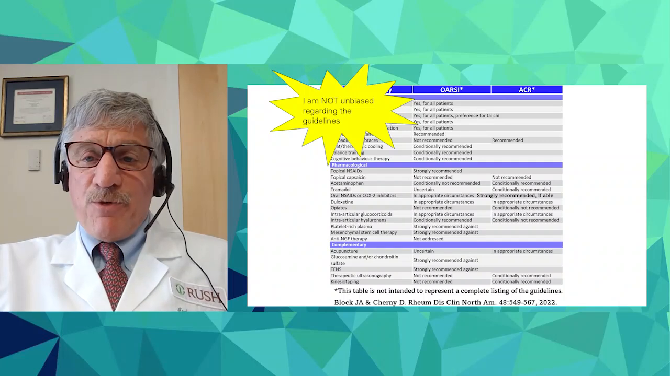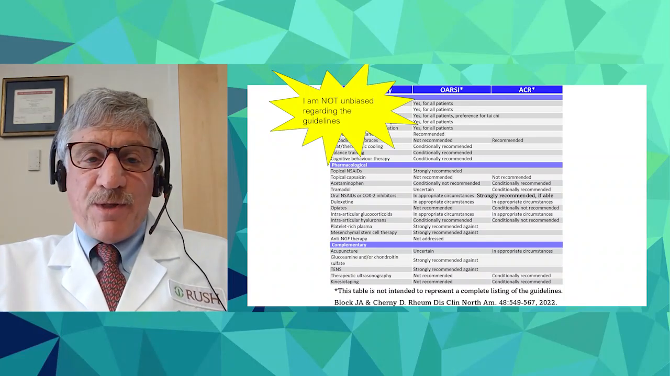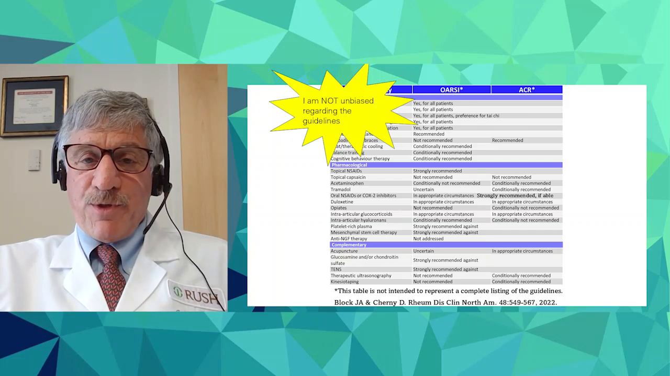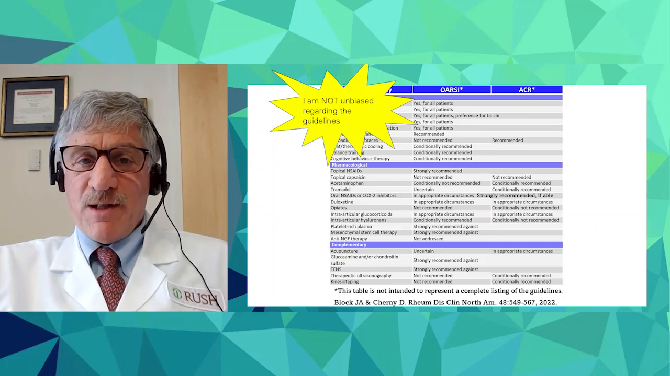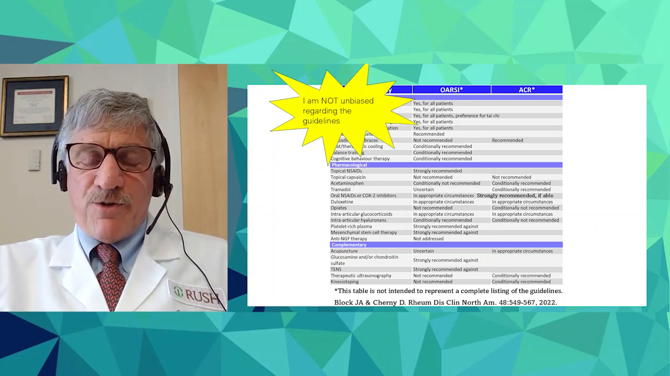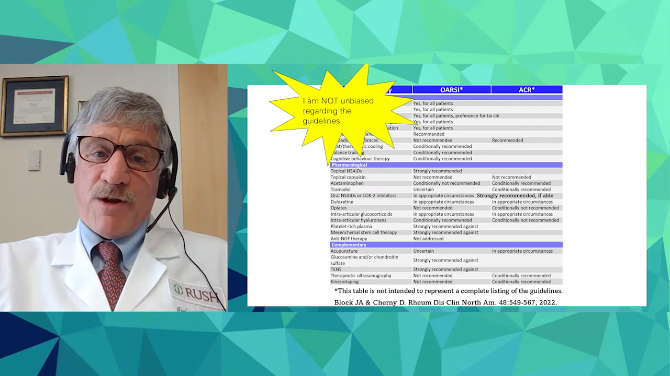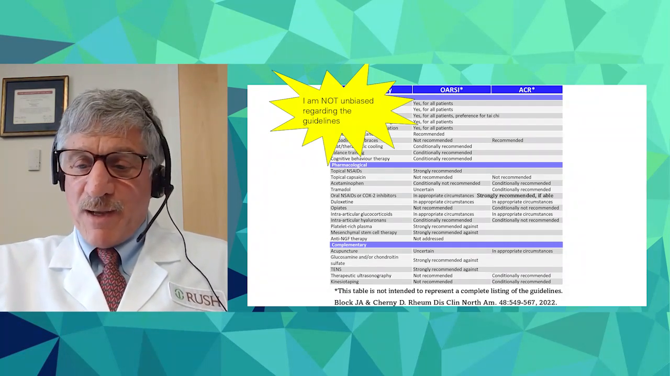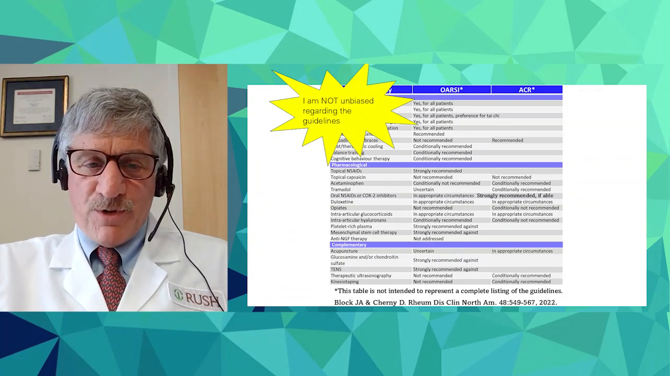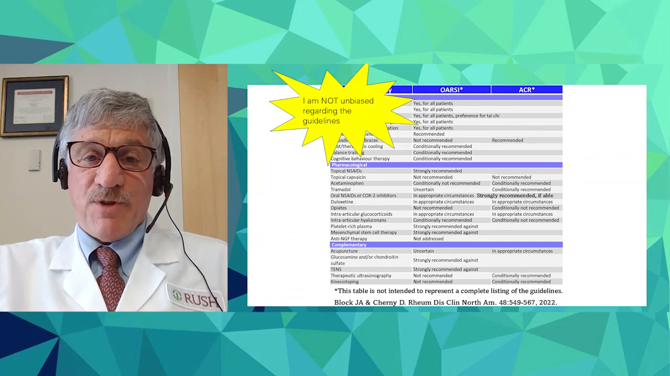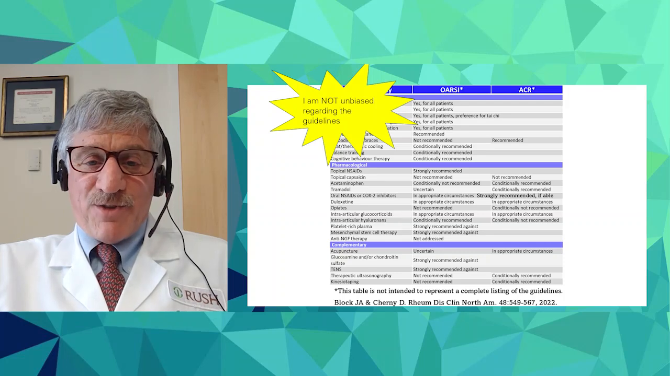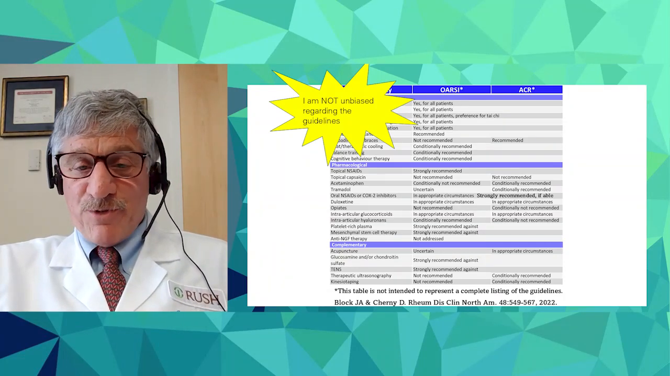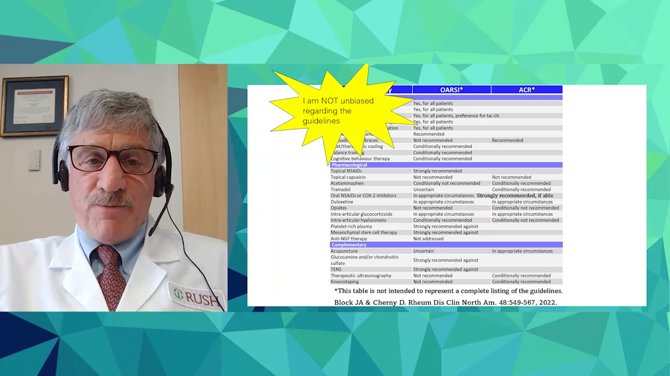Now, before I go any further, I need to give the disclaimer that I am not an unbiased observer regarding these guidelines. I served both on the voting panel for the American College of Rheumatology, and I was the editor-in-chief of the journal and on the board of directors of the organization that published the OARSI guidelines. Therefore, by happenstance, I ended up being the only person in the world that was substantively involved in both sets of guidelines, and that makes me the least unbiased person in the world to discuss them. However, I do have a perspective on where these came from.